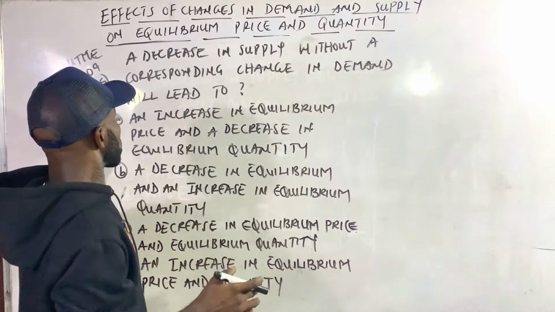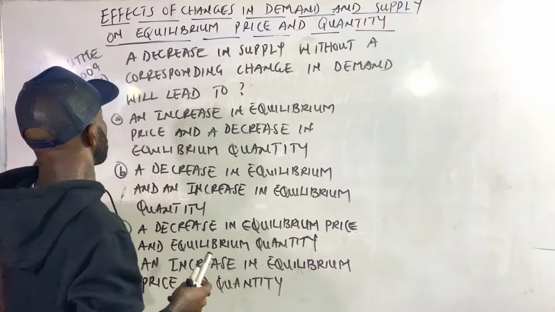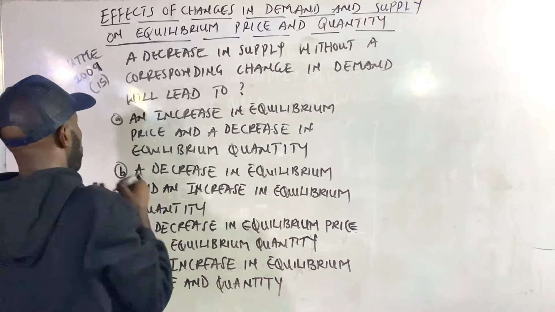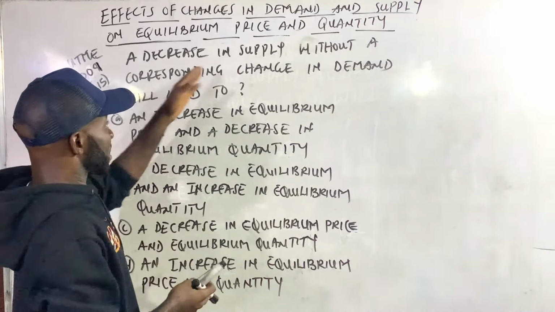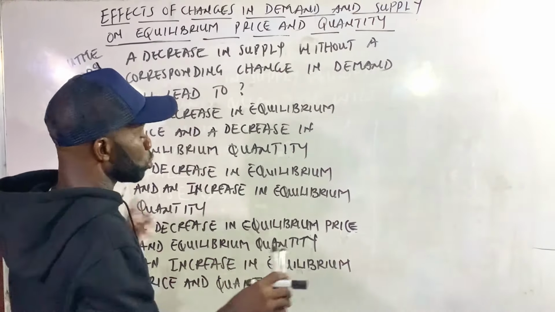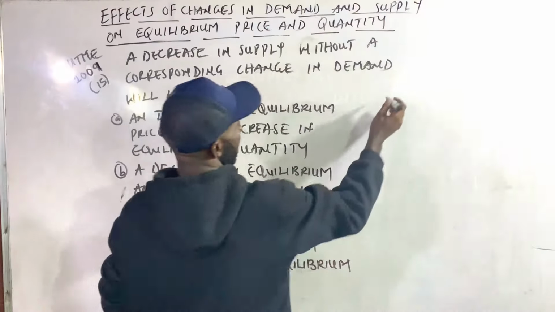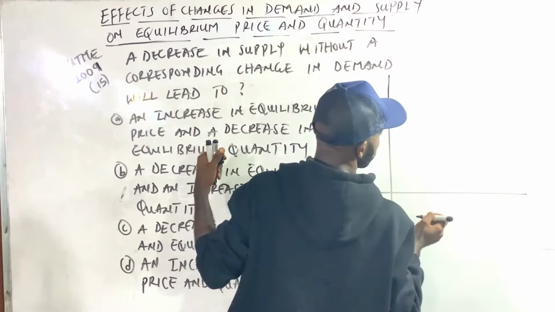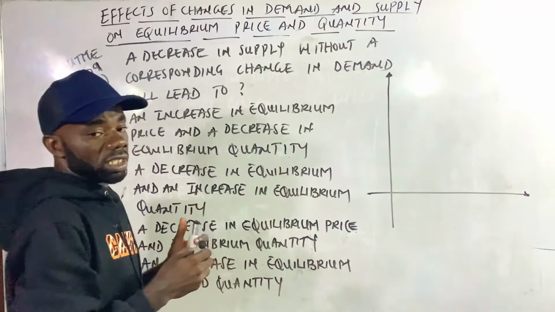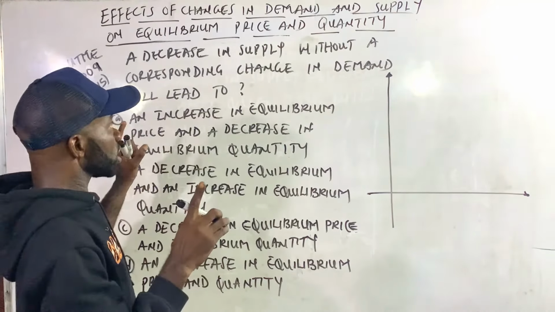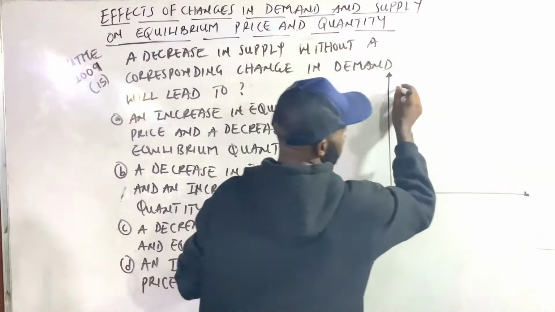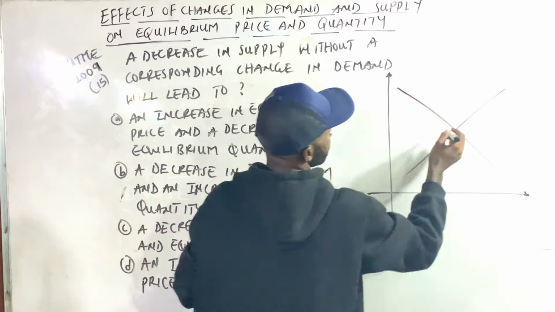So another question we can consider is the one from UTME 2009, question 15, which says a decrease in supply without a corresponding change in demand will lead to, no thinking is required. This is case number 2, and it is the opposite of increase in demand only. So this is increase in supply only, and that's going to just give us an adjustment of the supply curve.